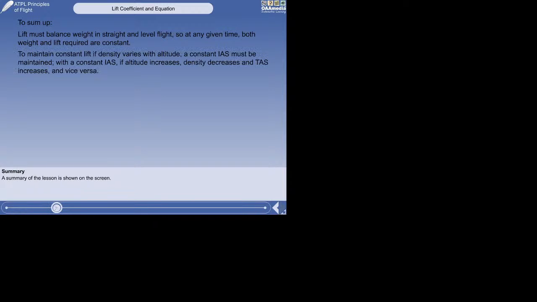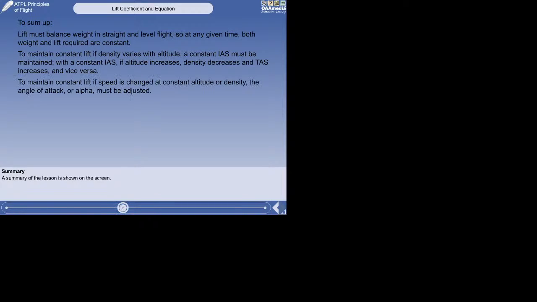To review what has been covered so far on the subject of lift. Lift must balance weight in straight and level flight. So at any given time, both weight and lift required are constant. To maintain constant lift, if density varies with altitude, a constant IAS must be maintained. With a constant IAS, if altitude increases, density decreases and TAS increases, and vice versa.